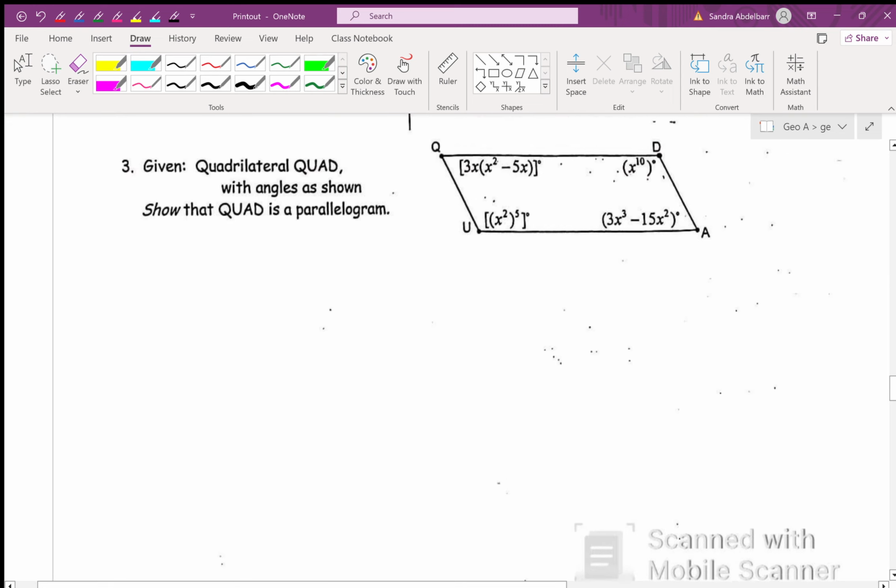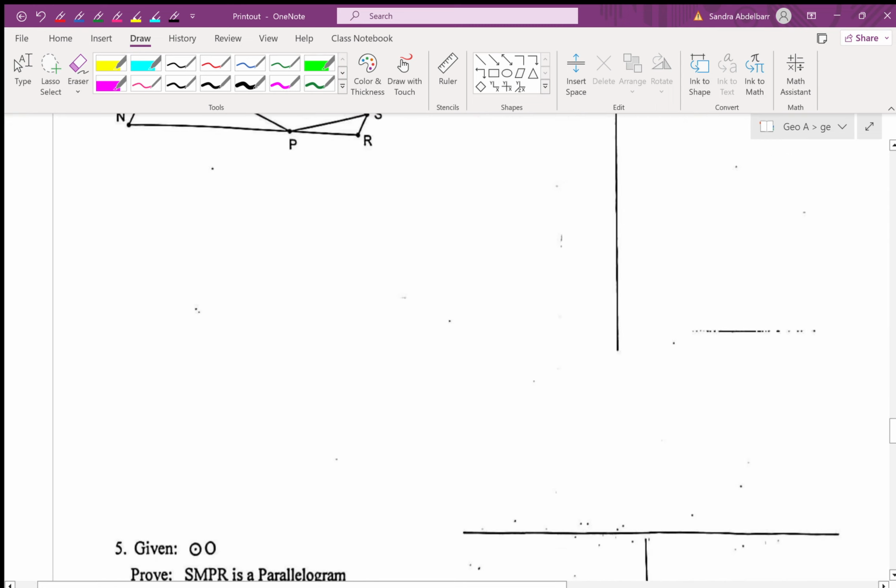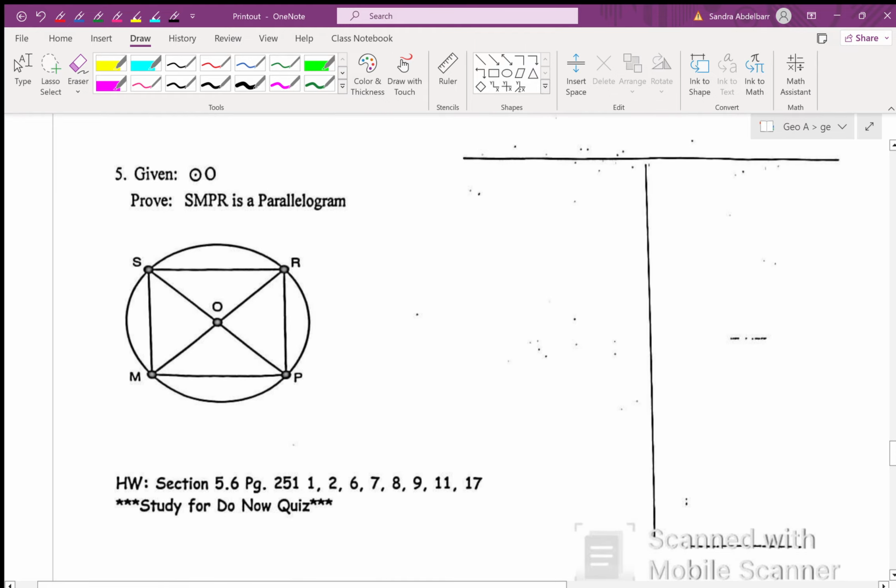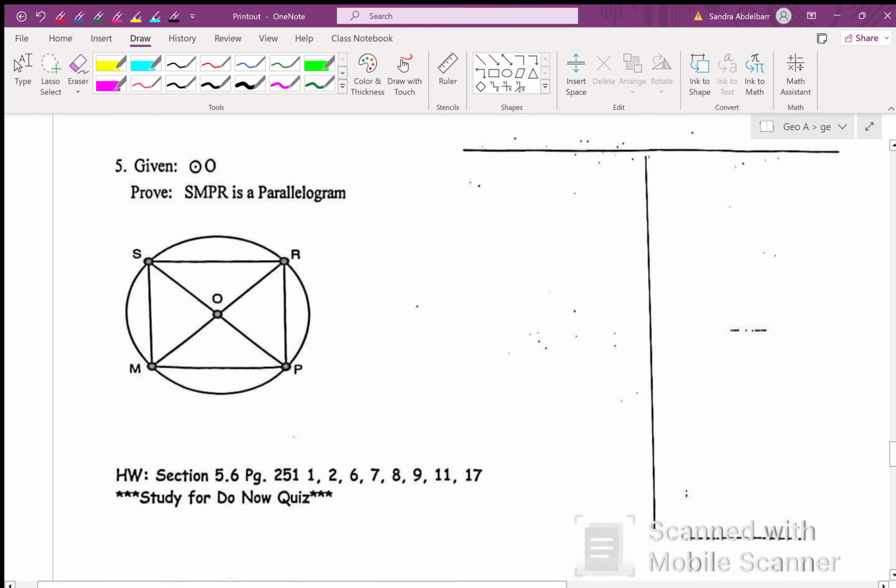We're going to skip number 3. We're going to skip number 4. Let's do number 5. Let's do it together. Are we ready?